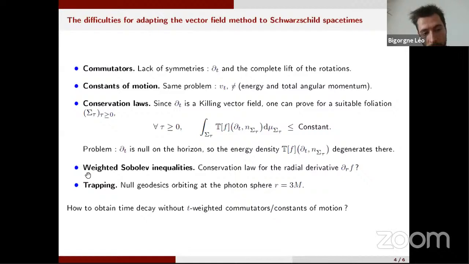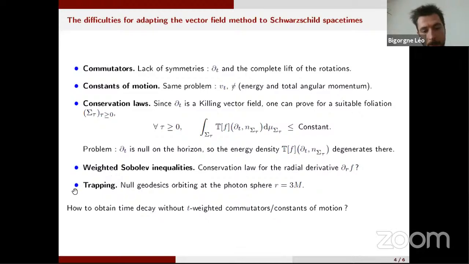Next, if we want to prove a pointwise decay estimate using the Sobolev inequality, something that we need to control is the L1 norm of the radial derivative of the solution. And the thing is that in contrast with the case of Minkowski, we do not have a direct control of the radial derivative of f in L1.